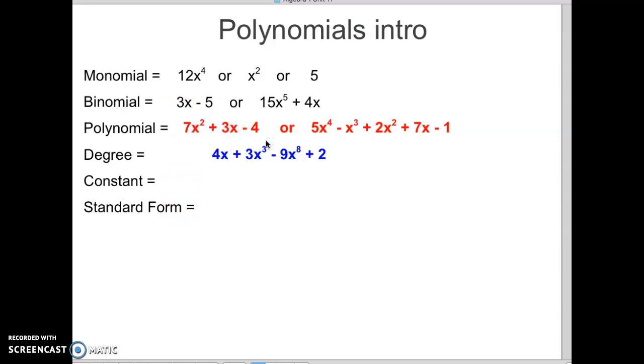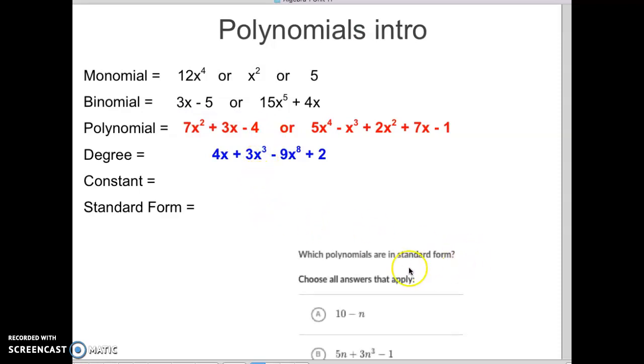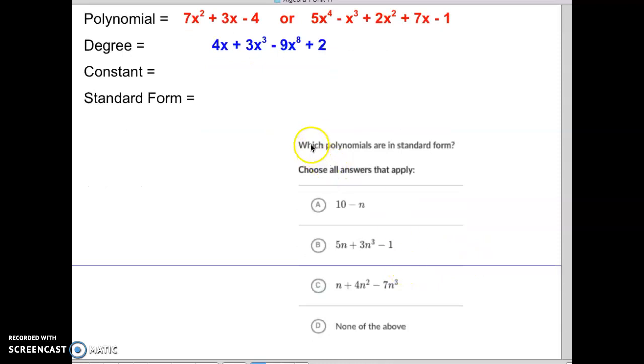All right, let's get to this first one now. It says, which of these polynomials are in standard form? This one, if it was in standard form, would have been the opposite, negative n plus 10, so it's not. This one would have had the highest power first, so it's not. This one would have had the highest power and then gone in descending order, so it's not either. So none of them are in standard form.